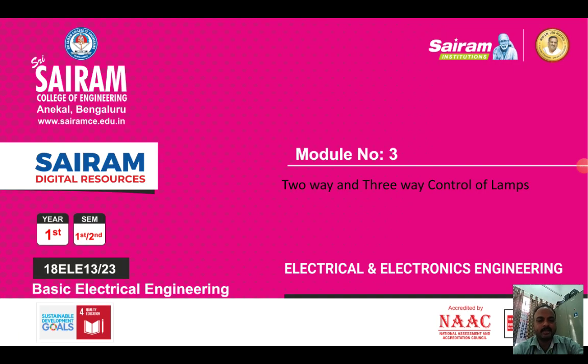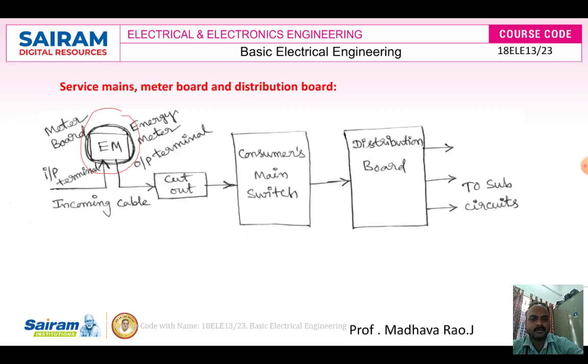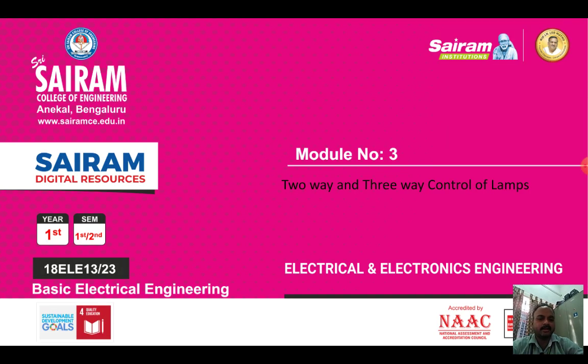This is one of the important questions. They may ask you to explain about the concealed conduit system, so prepare well. And this is also one of the important ones: explain service main, meter board, distribution board in the electrical supply system. These two are important for your exams, and in the next video we will discuss two-way and three-way control of lamps. This is also important, so we will discuss it in the next video.